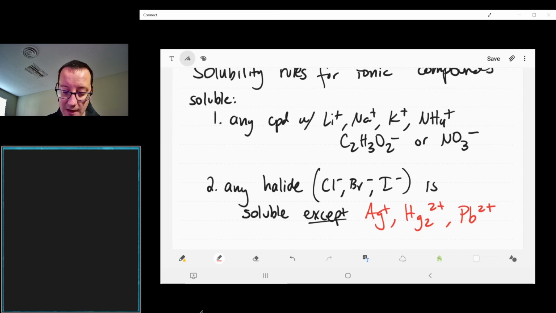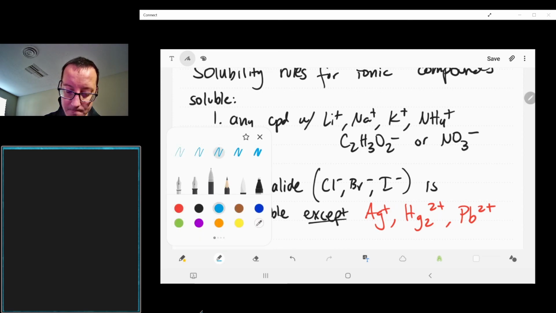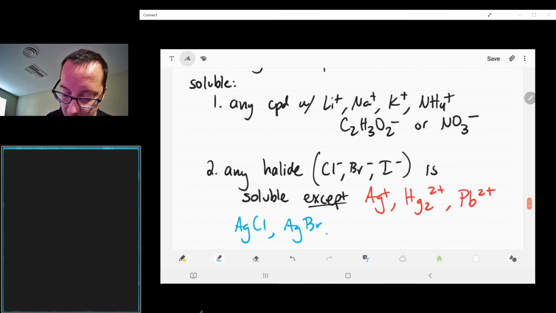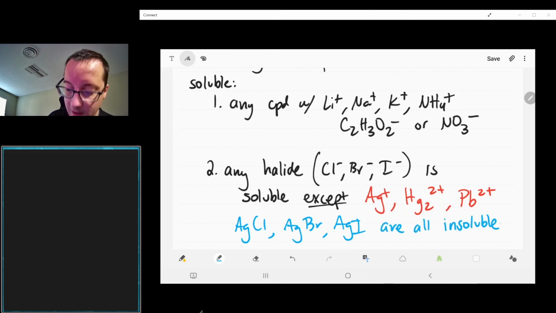So these ones in red, this tells us that something like silver chloride, silver bromide, silver iodide are all insoluble. They are not going to dissolve. Normally halides do dissolve, but ones of these three metals do not dissolve. So exceptions are going to take place for these next two categories.